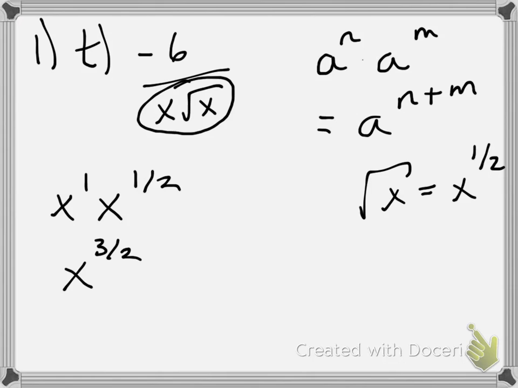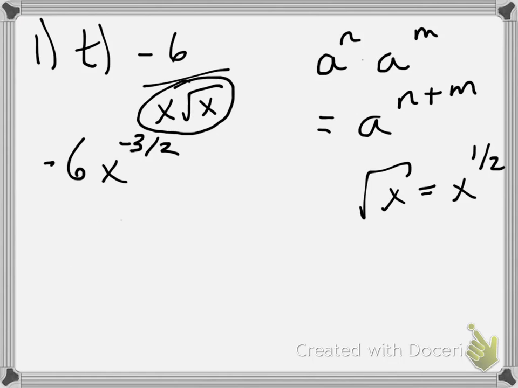So we can rewrite the term in the denominator as x to the 3/2. But to evaluate these, to find the antiderivative of these terms, we need all of the x terms to be in the numerator. So we'll rewrite this again. We'll move the x to the 3/2 to the numerator and make the power negative.